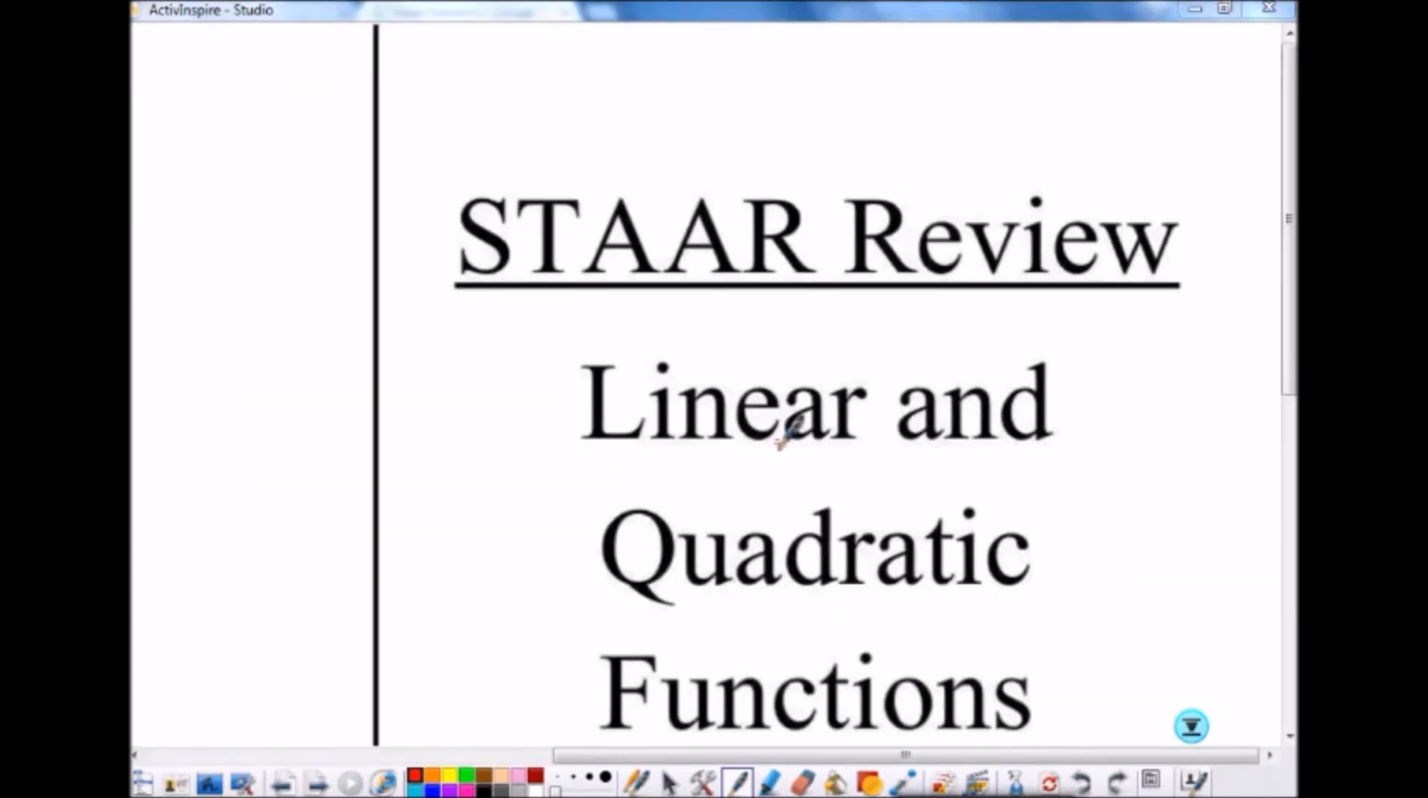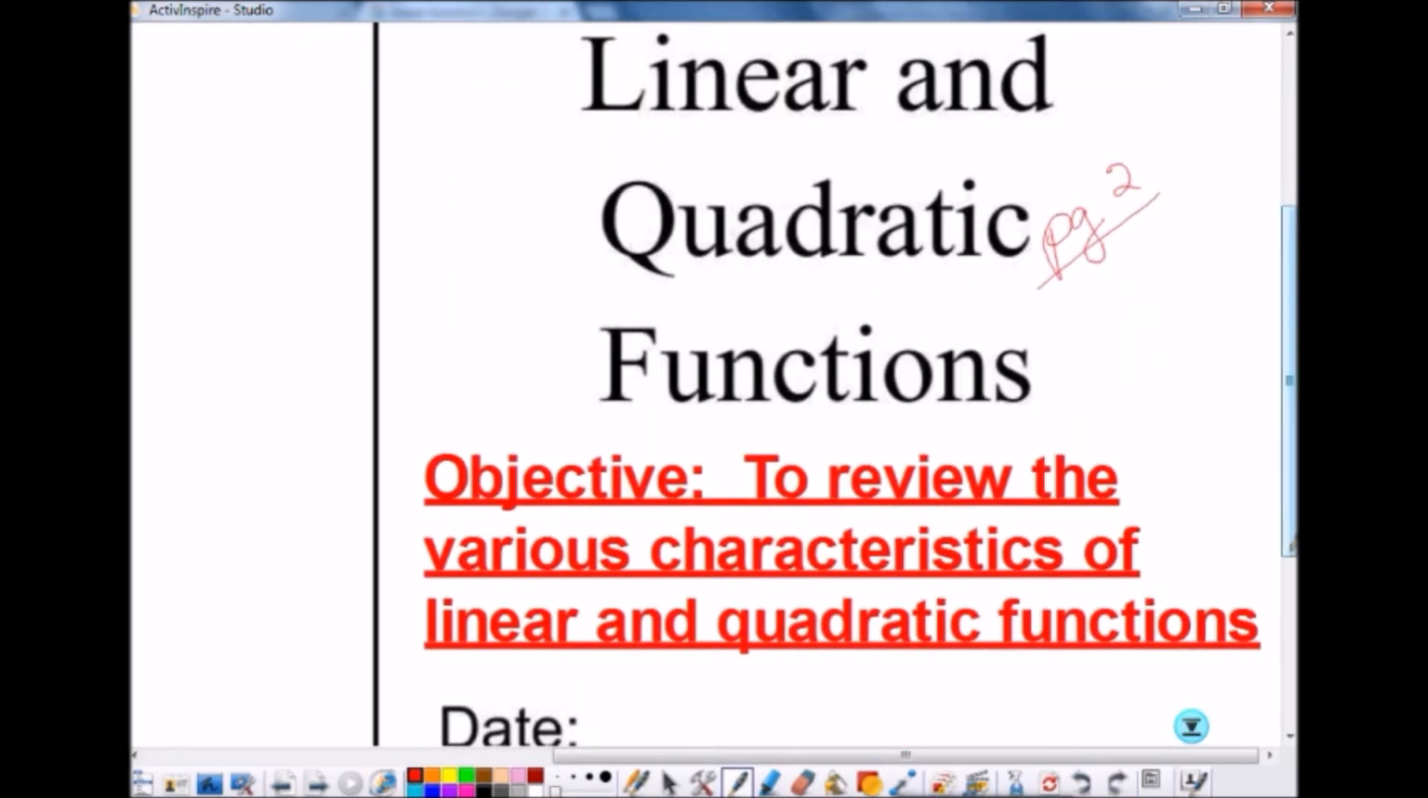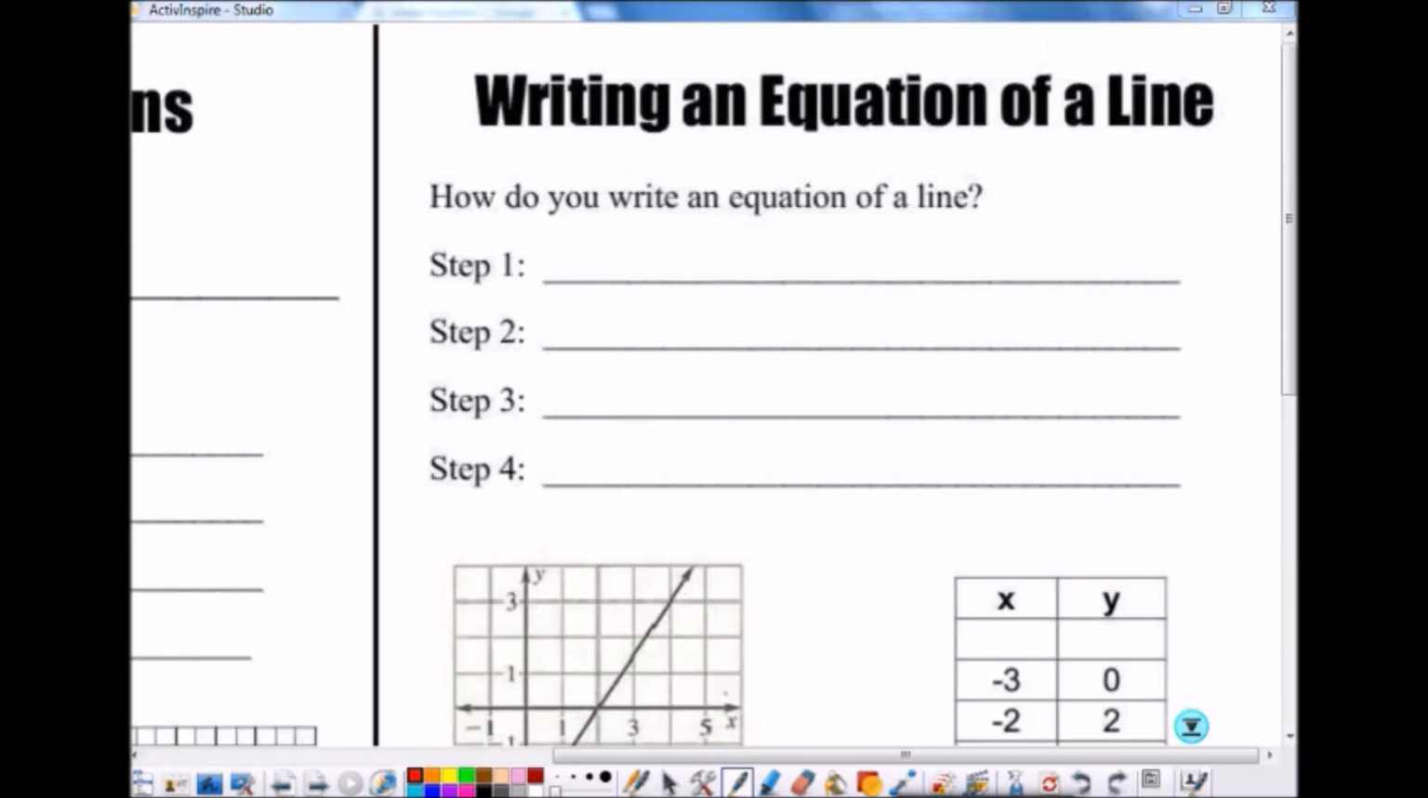This is your instructional video over your STAR review, linear and quadratic functions. We will be looking specifically today at page 2. Remember, the objective is to review the various characteristics of a linear and quadratic function. Please turn to page 2 in your booklet. Today on page 2, we will be looking specifically at how do you write an equation of a line.